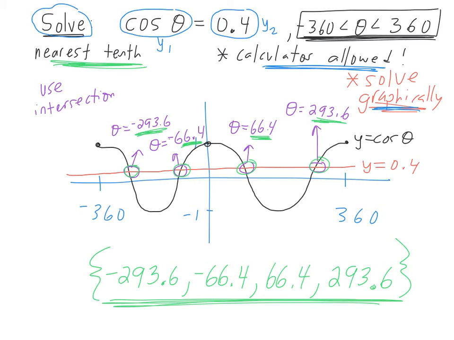Another option that you could have used is you could subtract over your 0.4 and write your equation as cosine of theta minus 0.4 equals 0. And then if you were to graph that, you would just have a single curve. You're looking for the roots or the zeros or the x-intercepts. You'd get the same four answers, but your graph would look different because you'd only be looking at one curve. So either way, you want to make sure that you are taking advantage of your calculator and solving it graphically.